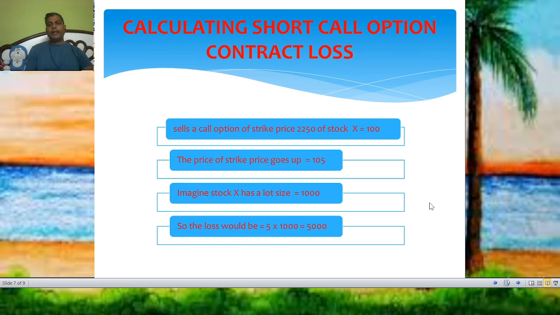Now let us see the example of the loss also. So if the seller sells a call option of strike price 2250 of stock X at a premium of 100, and if the price goes up to 105 and the lot size is 1000, then again the trader will make the loss of 5000 rupees.